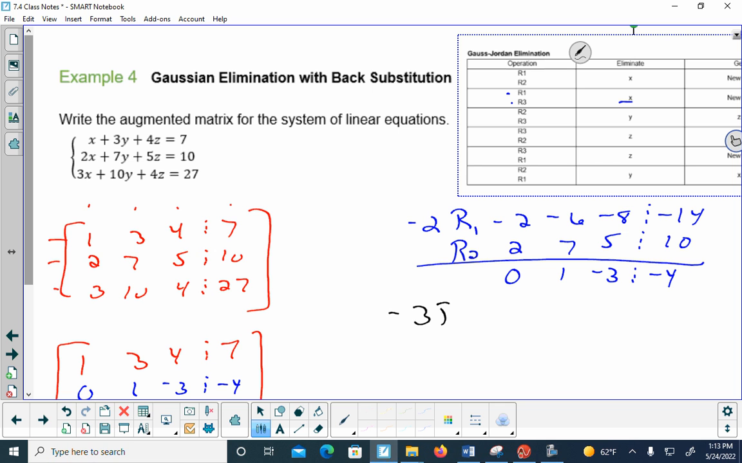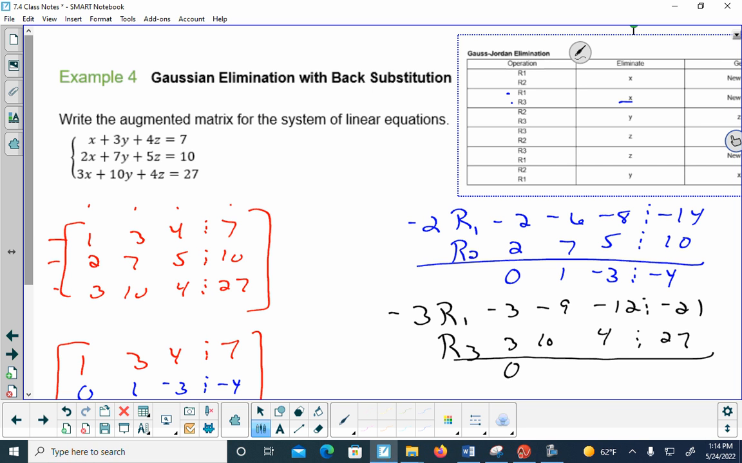-3. So -3, -9, -12, -21. I'm copying down row 3. I'm not going to change that at all. So that's going to be 3, 10, 4, 27. I'm going to add this row 1, -8.